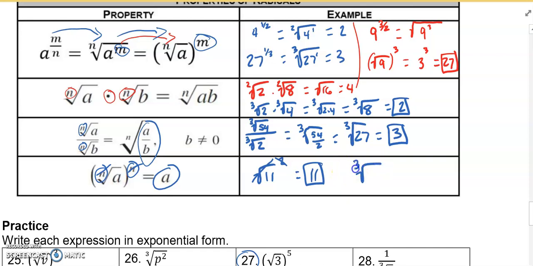Same thing with cubed root. If I had something like 9q, the cubed root of that to the third power, these are going to offset because of the same index number there, and that's just going to give me 9q.